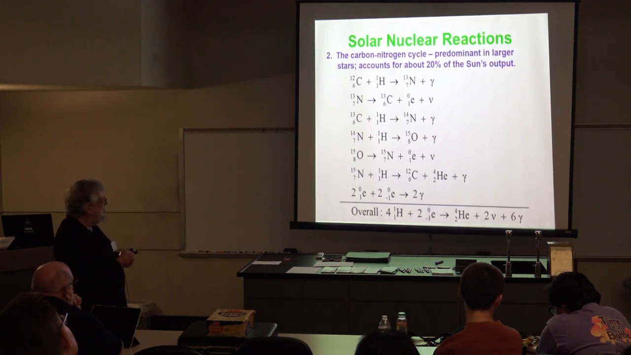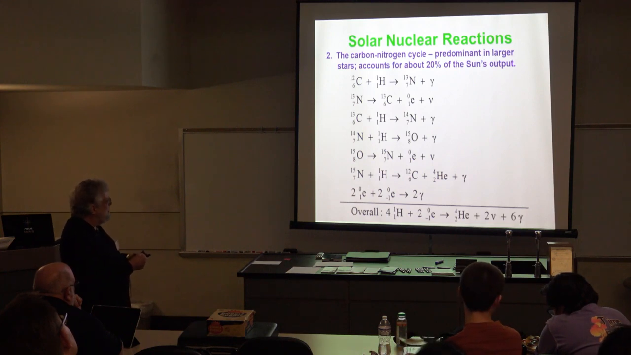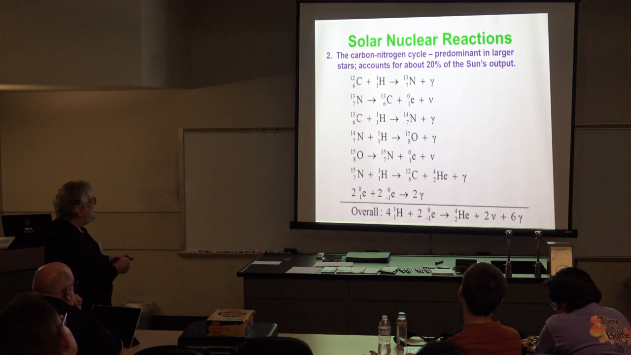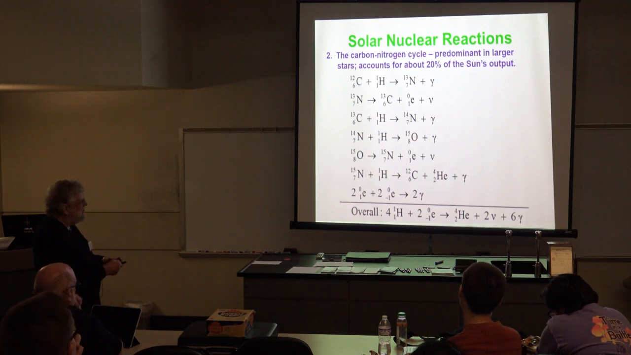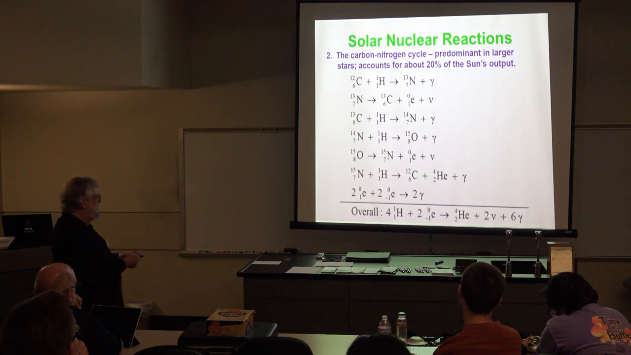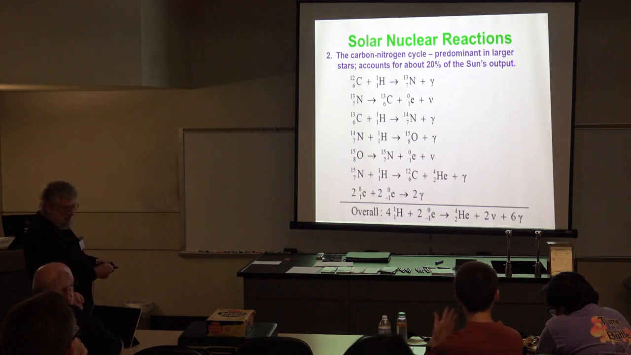So the product of that reaction is a light nitrogen and another gamma ray. That light nitrogen breaks down to form a carbon and a positron and another neutrino. And then that light carbon reacts with another proton to give a regular nitrogen and another gamma ray. And that, in turn, reacts with another proton to give a light oxygen and a gamma. That breaks down to form a nitrogen with a heavier than normal nucleus and a positron and a neutrino. That reacts with another proton to give us a carbon nucleus and an alpha particle, a helium nucleus, and a gamma ray.